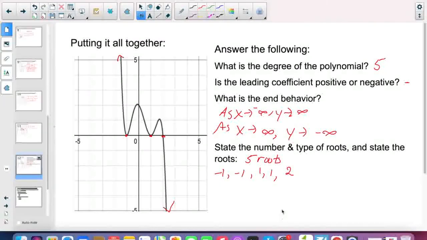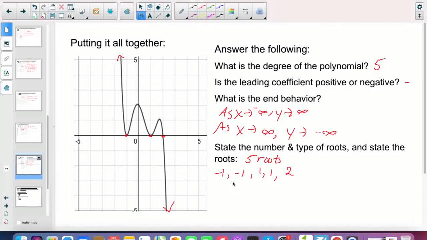Now, in Delta Math, when they ask you for the roots, they're only going to want you to name them -1, 1, and 2. They do not want you to distinguish the double roots. They don't want you to write that twice, and that's okay. You just need to understand that -1, -1, 1, and 2 are the roots, and you need to understand why -1 and 1 are double roots, even though you don't have to necessarily state that every single time you're just naming the roots.